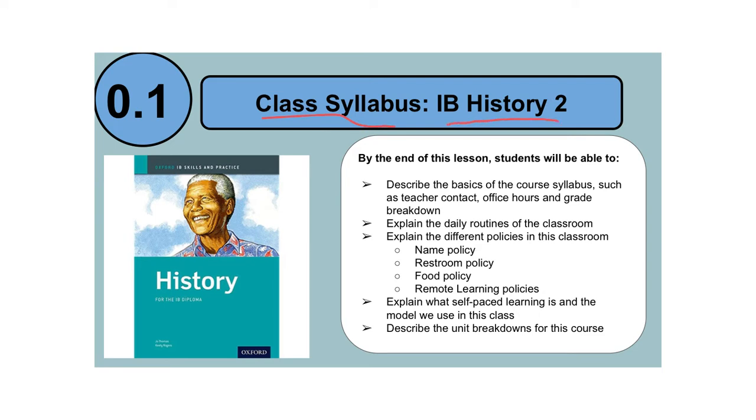By the end of this particular lesson, you should be able to do each of the following items. You should be able to describe the basics of the course syllabus, such as teacher contact, office hours, and grade breakdown. You should be able to explain the daily routines of the classroom, also the different policies in our classroom, such as name policy, restroom policy, etc. Also, you should be able to explain what self-paced learning is and the model that we use in this classroom, and then also describe the unit breakdowns for each unit of the course.